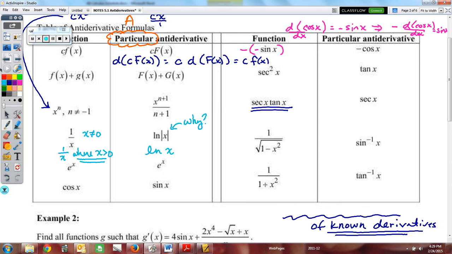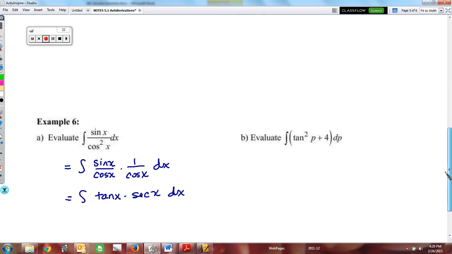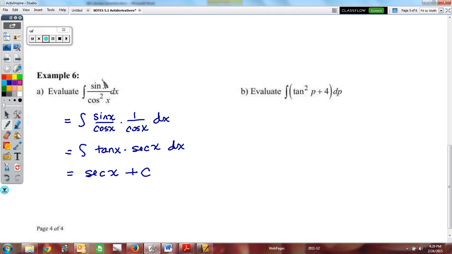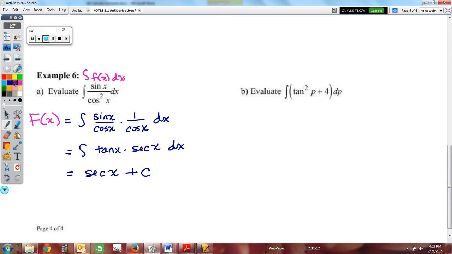So you will have to do a little manipulation on some of the ones that you're looking at. In this section, you should always pause and say it has to be one of the ones that I know the antiderivative of. So secant of x, and then don't forget your plus c. When you see this, this is always the general antiderivative until they give you information to help you find c. And again, just notation, usually we consider this to be the f of x dx, and so we usually call this capital F of x. Right? And same thing over here.